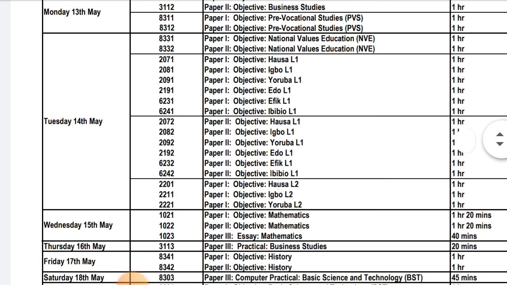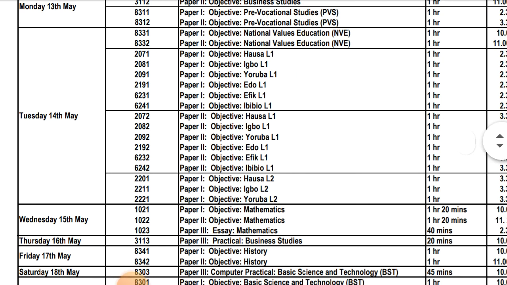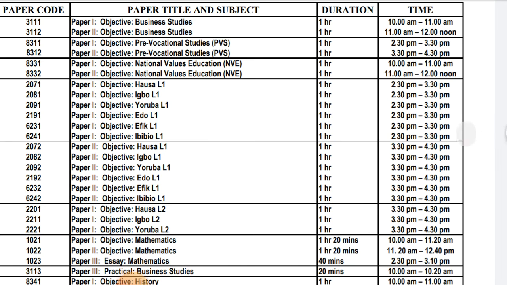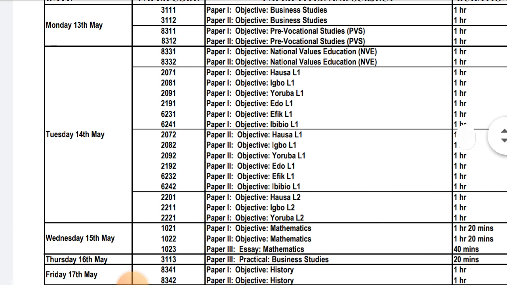Then on Tuesday, 14th May, you write Hausa language, Igbo language, Yoruba language, Edo language, Efik language, Ibibio. Of course, not all the students will be writing all the languages. You just choose the one you are writing or the one your child is writing. So that day, that 14th of May is basically for the languages, native languages. When I send you this timetable, you'll be able to see the timing for the exam.